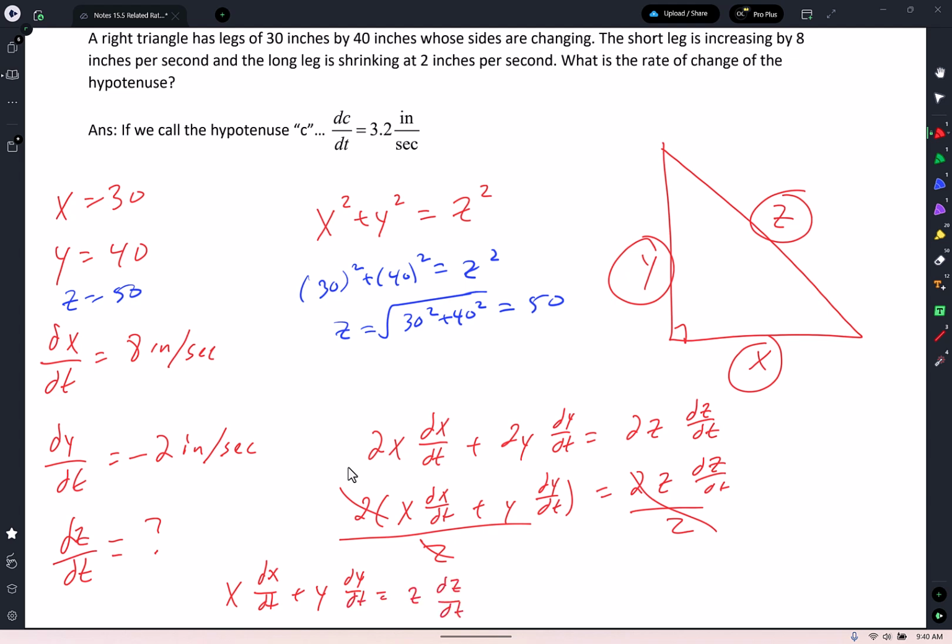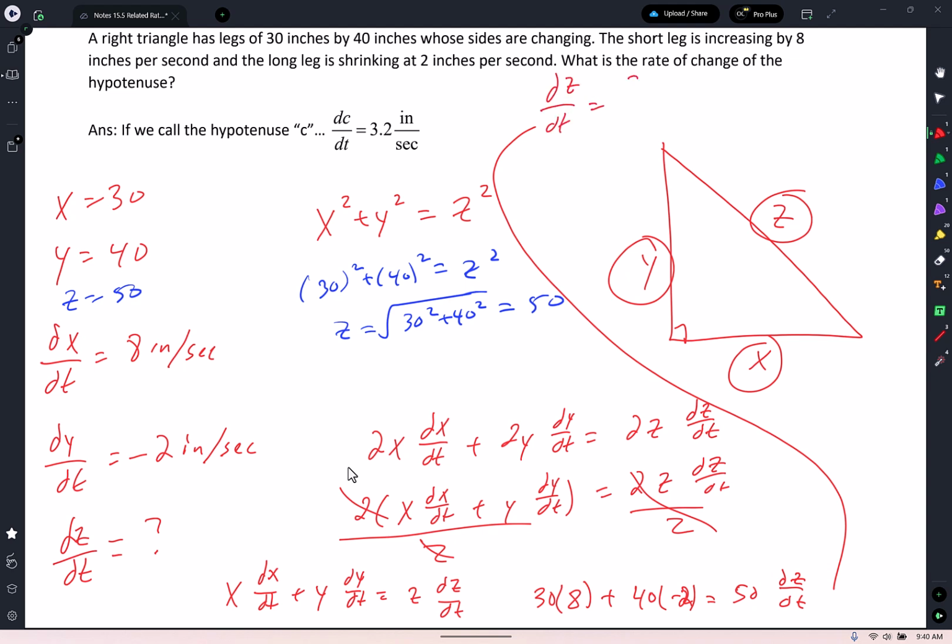Plug and chug. So let's see. 30 times, what was my dx dt? 8, plus 40 times negative 2, equals 50 dz dt. So do this. Your dz dt is equal to the numerator, 30 times 8 plus 40 times negative 2. I was going to write negative 80, but I want you guys to see everything. All divided by 50. And whatever that is, that should be 3.2.